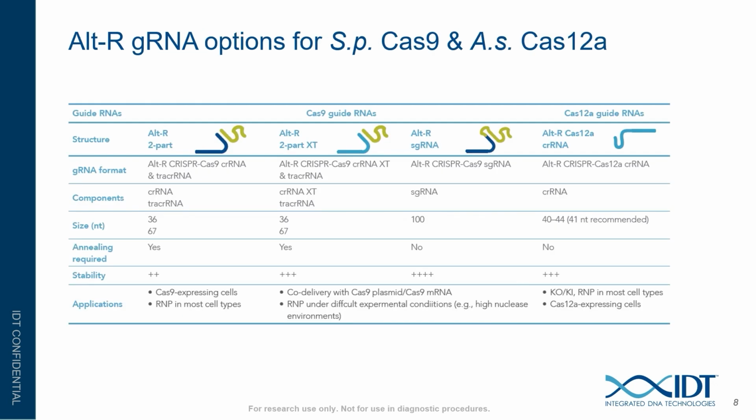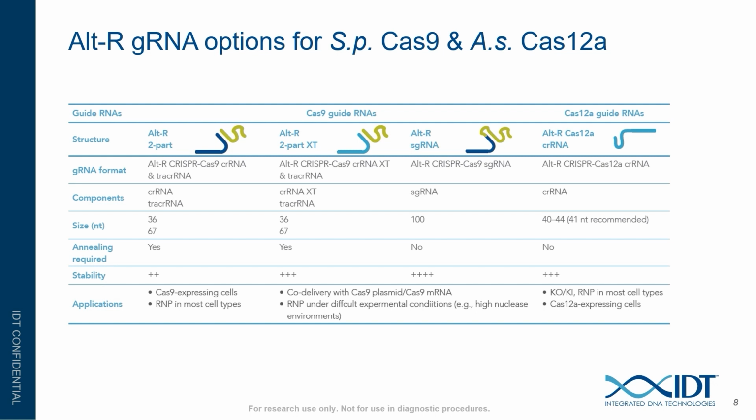IDT developed different guide RNA formats for various needs that are suitable for the Cas9 and Cas12a systems. For the Cas9 system, we have the Alt-R two-part standard, the Alt-R two-part XT, and the Alt-R sgRNA. The Alt-R two-part standard refers to the crRNA that consists of standard modifications required to stabilize the guide RNA in the cell and is suitable for most cell types. The crRNA XT is chemically modified for additional stability, whereas the sgRNA, as mentioned, is a 100 nt long guide RNA with modifications required for stability.